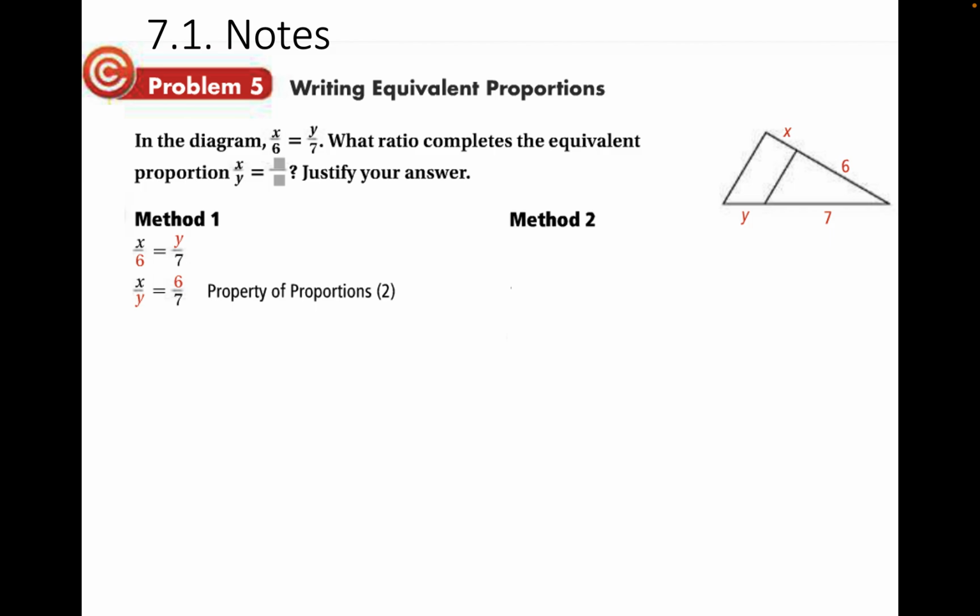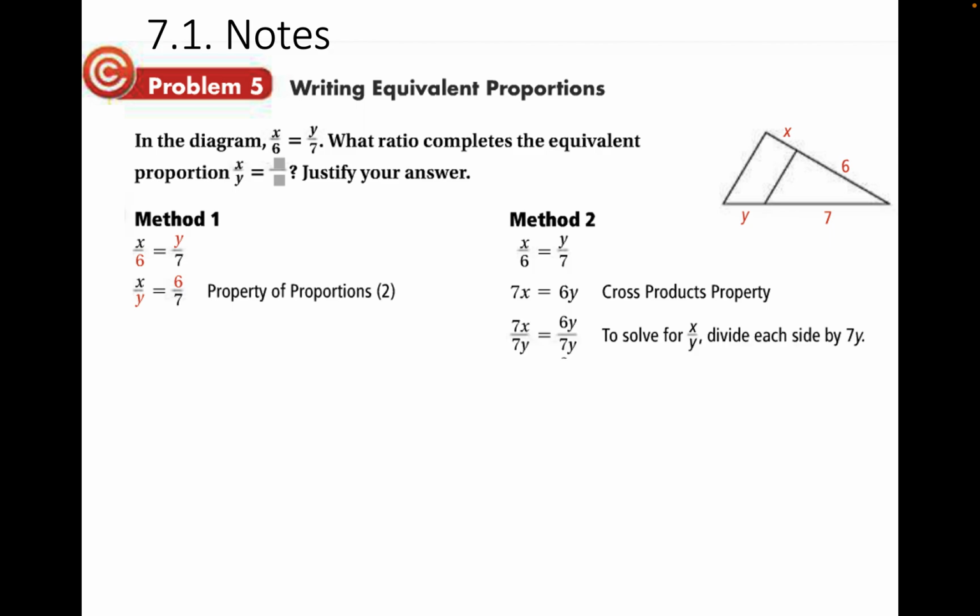The other method, if I didn't want to use those properties, is I can always just do cross multiplication. So once again, if I have x over 6 equals y over 7, I could cross multiply and get 7x equals 6y, and again, what I want to get is x over y, so to do that, I would divide both sides by 7y. Then when I do that, the 7's on the left cancel and the y's on the right cancel, so I'm left with x over y equals 6/7. You'll see I get the same answer both ways.